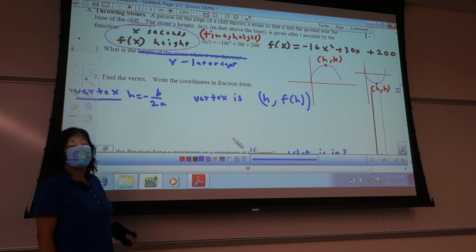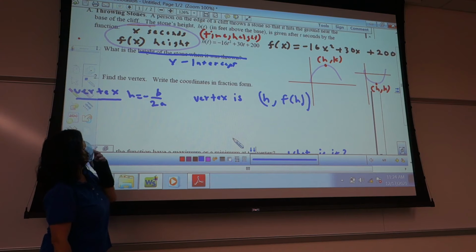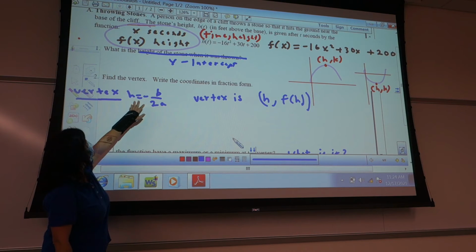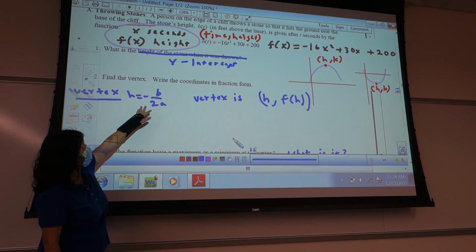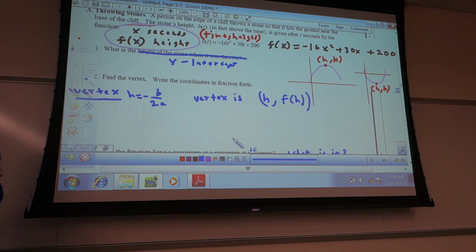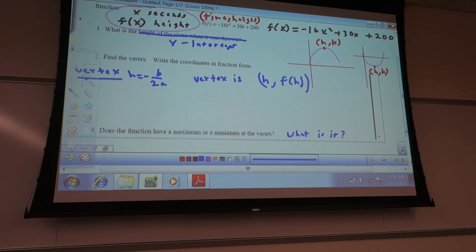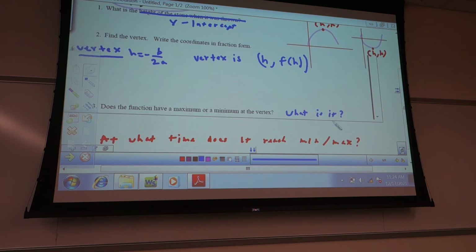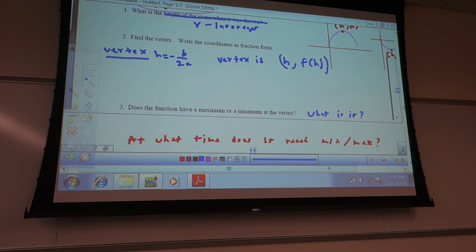Okay, good. So what I want you now to do is find the vertex, and then answer these two problems below. First find the vertex. Then say whether it has a minimum or maximum, and what the minimum or maximum is, and what time it reaches that minimum or maximum, and then give me the y-intercept. So those are the 4 things I want you all to do now.